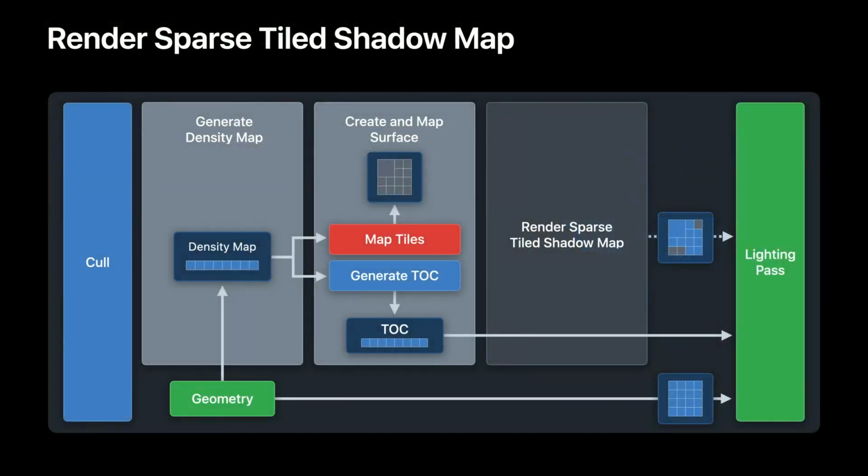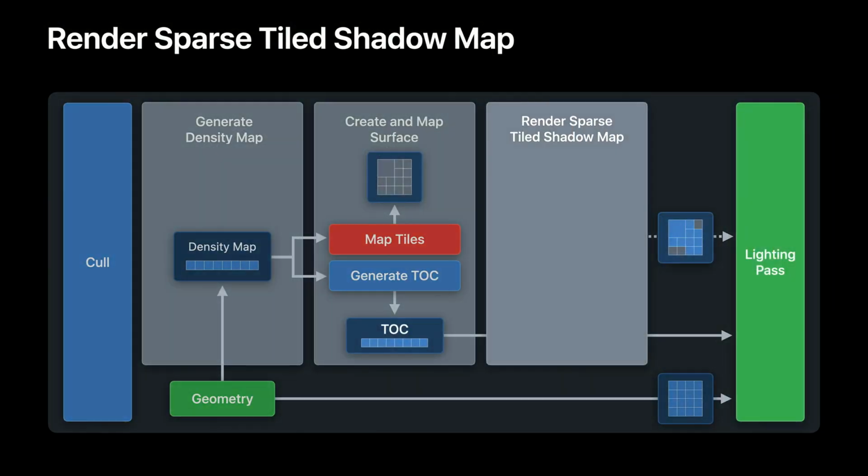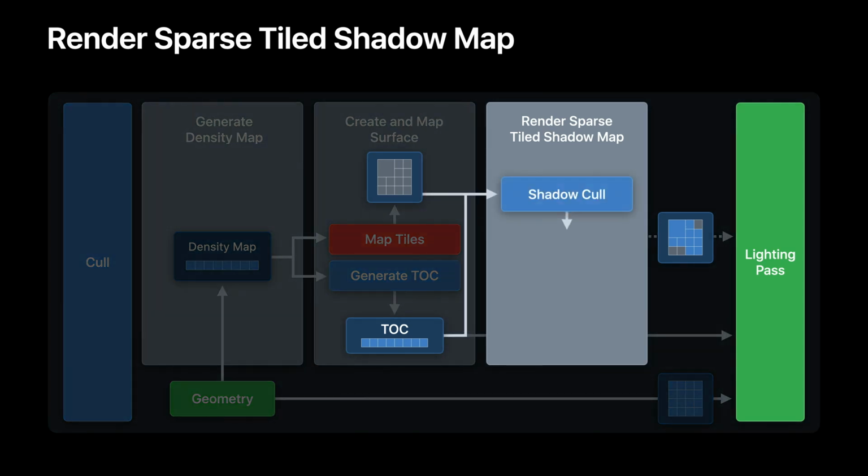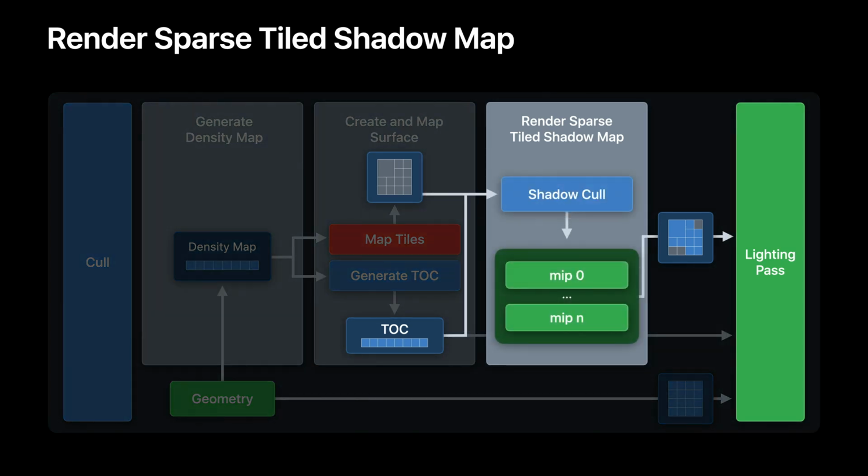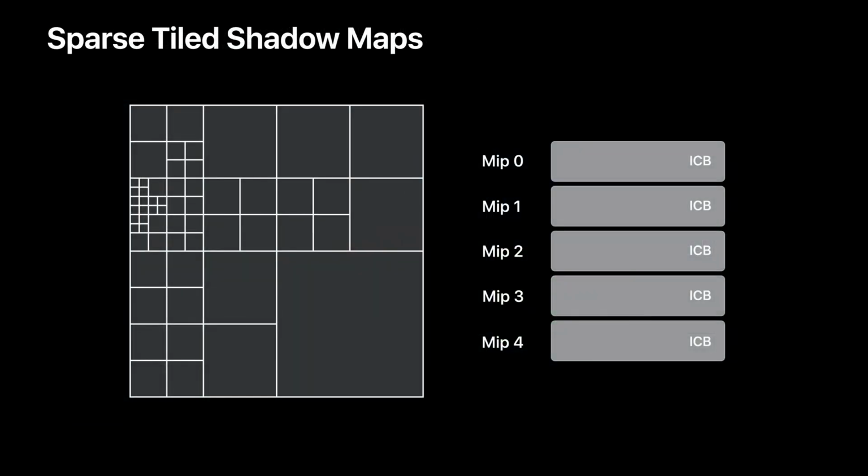The next step is to render the sparse shadow map. First, cull the shadows by using the TOC buffer, then encode the indirect draw commands to render to the sparse depth texture. Render the surface by filling each bitmap individually with an indirect command buffer. ICBs are the perfect fit for this task, since compute passes can, in parallel, cull and sort each shadow geometry mesh against the resident areas.